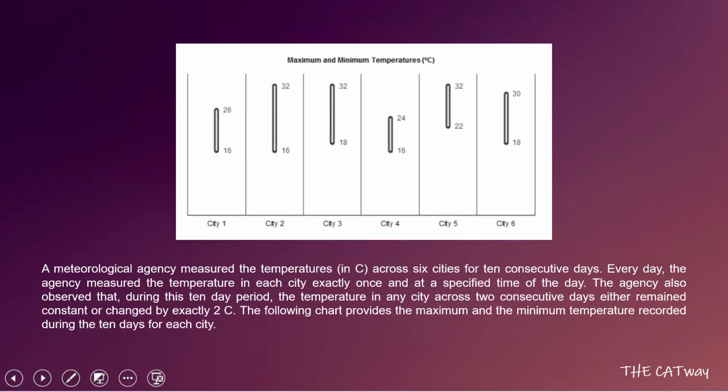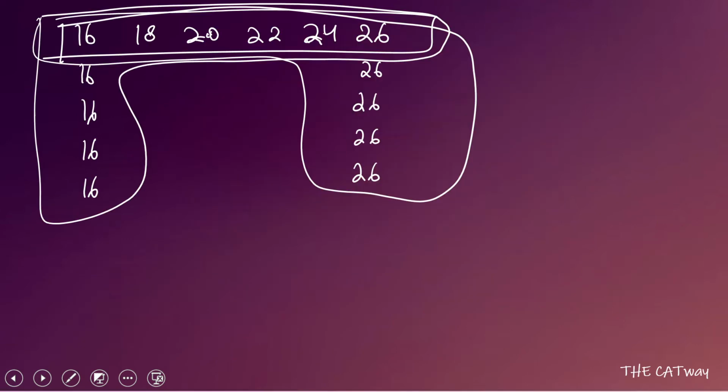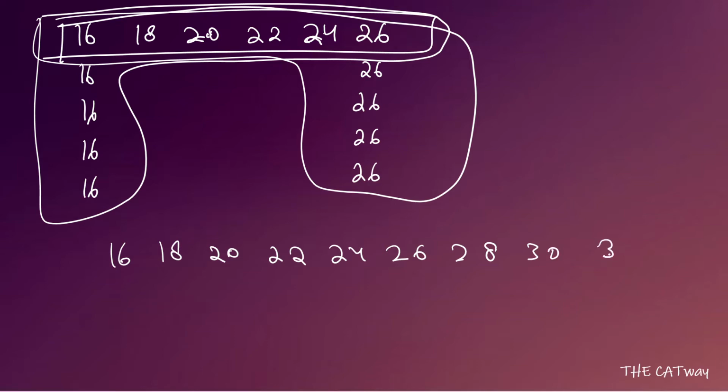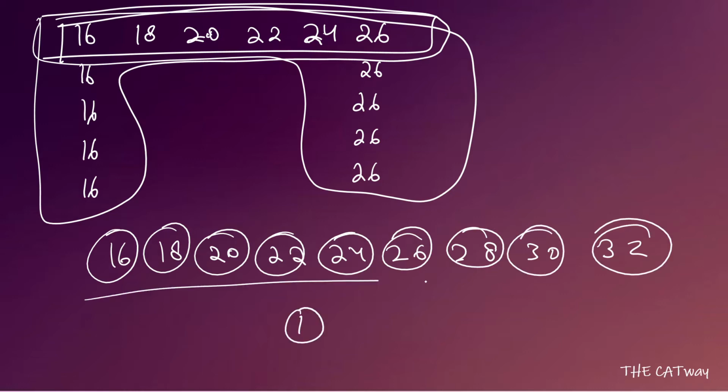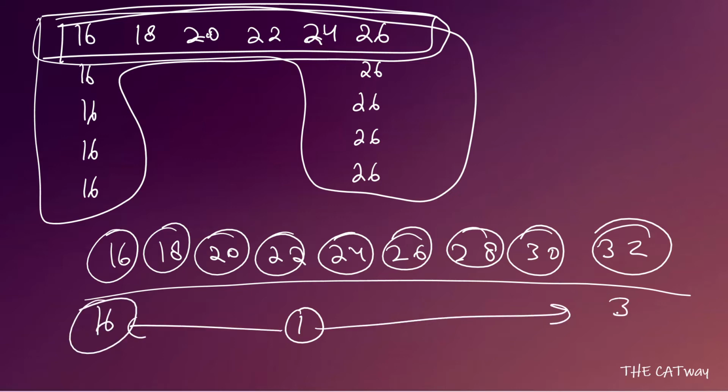Let me explain for city 2 also. So let's talk about city 2. City 2 is going from 16 to 32. So how will it go? 16, 18, 20, 22, 24, 26, 28, 30 and 32. How many days are these? 1, 2, 3, 4, 5, 6, 7, 8 and 9. So 9 days. One extra day is left. On that one extra day, any of these numbers can repeat themselves. Now if we have to minimize the sum, that one extra day we will take as 16, and if we have to maximize, that one extra day we will take as 32. So this is how we are going to calculate.